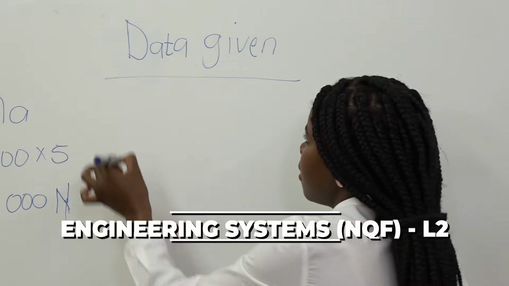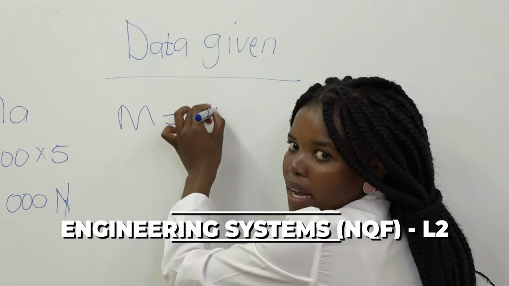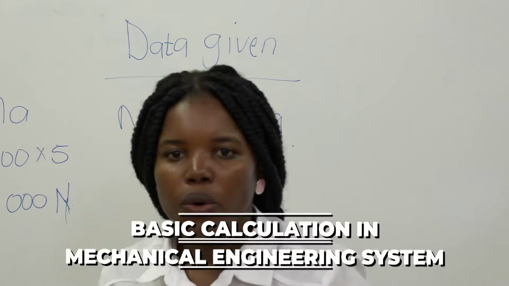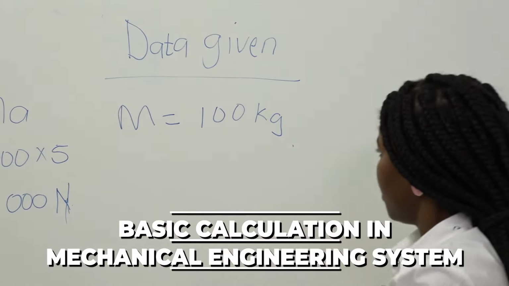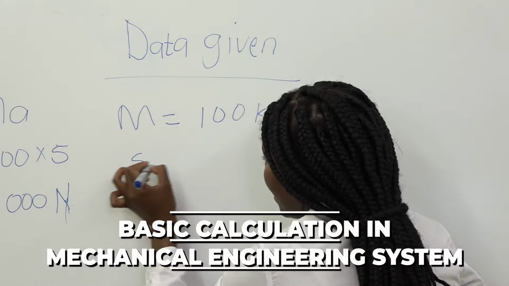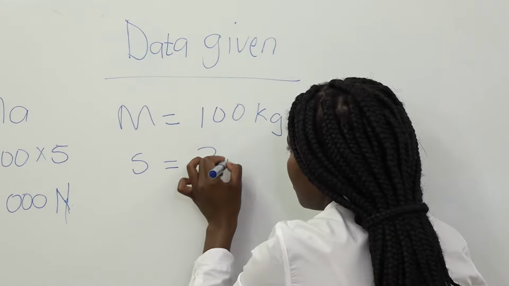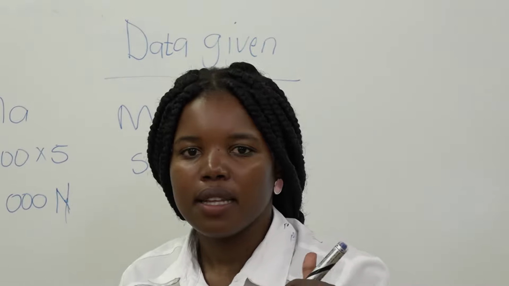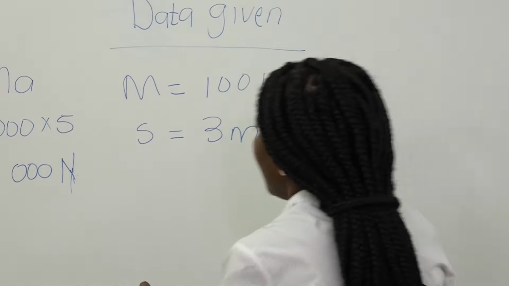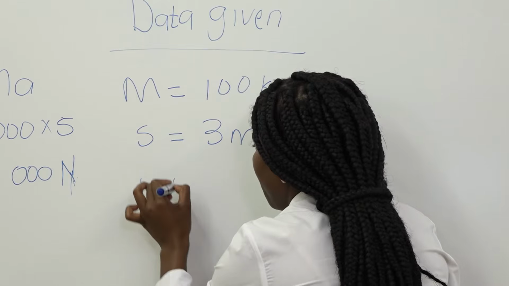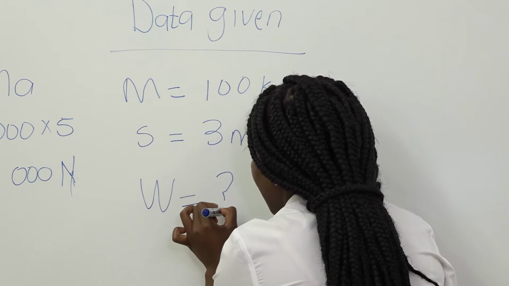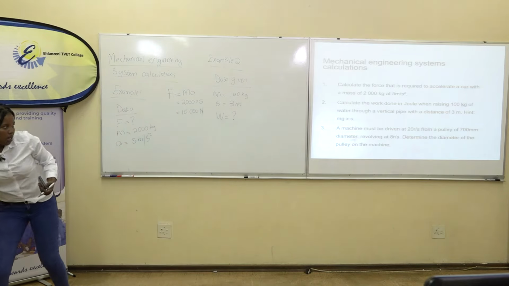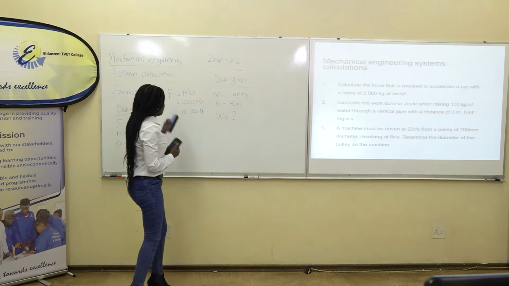you say we are given the mass. We're given the mass as 100 kg. We're also given the distance, for which we use the symbol S, as 3 meters. But we are required to calculate the work done. So how are we going to go about our calculation?